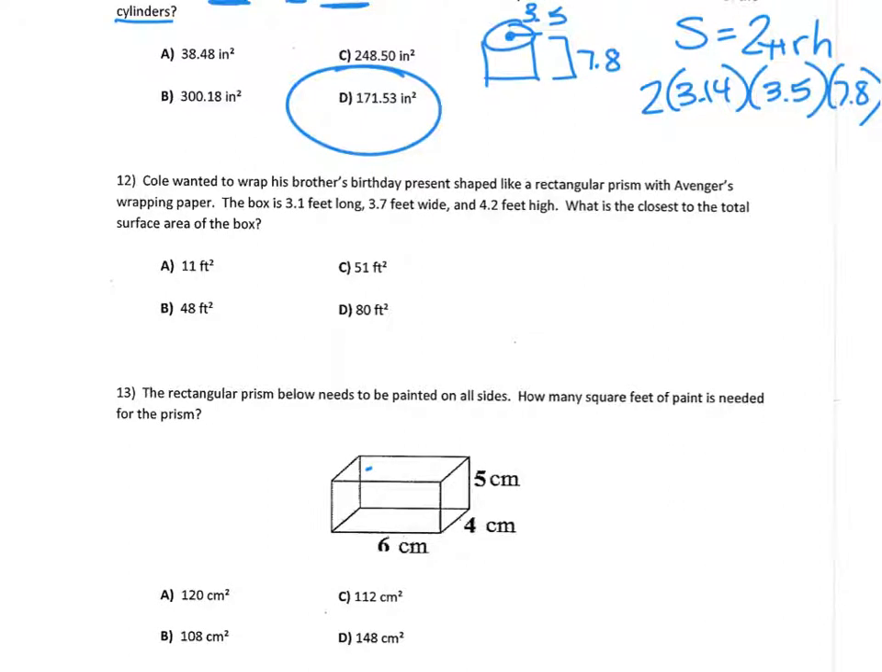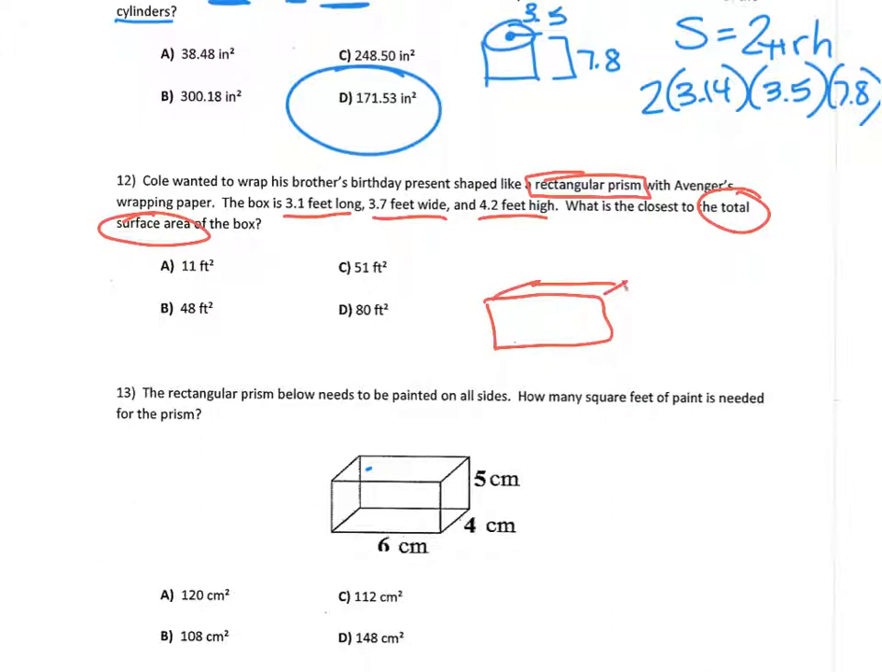Number 12, Cole wanted to wrap his brother's birthday present shaped like a rectangular prism with Avengers wrapping paper. The box is 3.1 feet long, 3.7 feet wide, and 4.2 feet high. What's the closest to the total surface area of the box? Total. I do not know.